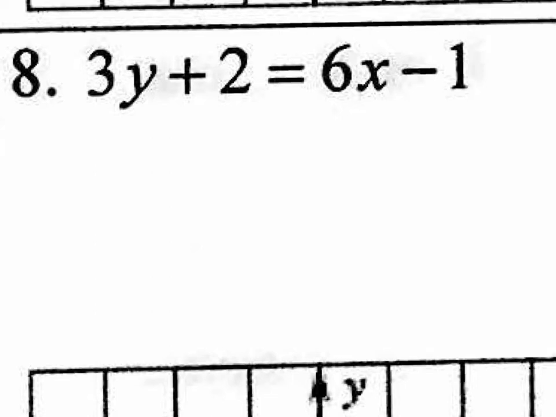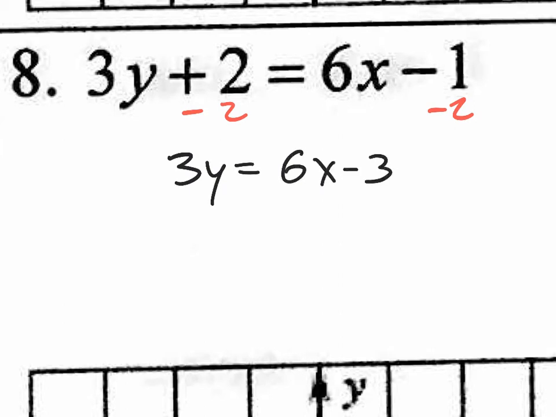Let's jump to number 8, shall we? This one's definitely not in slope-intercept form. Let's get the y by itself. Subtracting 2 on both sides, let's rewrite it. It's going to be 3y equals 6x minus 3. And now let's get rid of that 3 in front by dividing everything by 3.